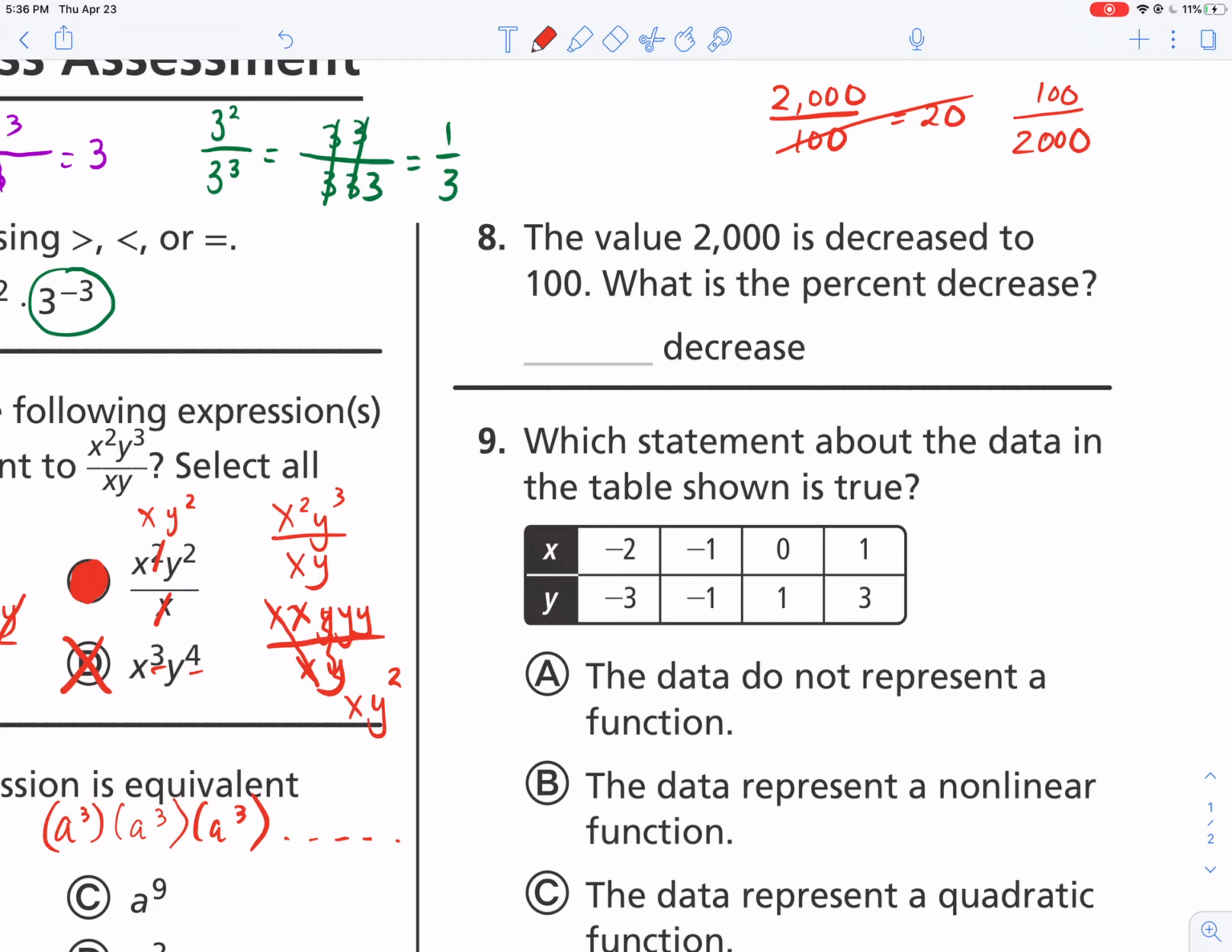When you do 100 divided by 2,000, you end up with 0.05. So in a way, it's like telling us that's what's left. So in order for me to get to 100, I would need 95 more percent. So technically, when I went from that 2,000 to that 100, I only have 5% left, which means that I decreased by 95%.